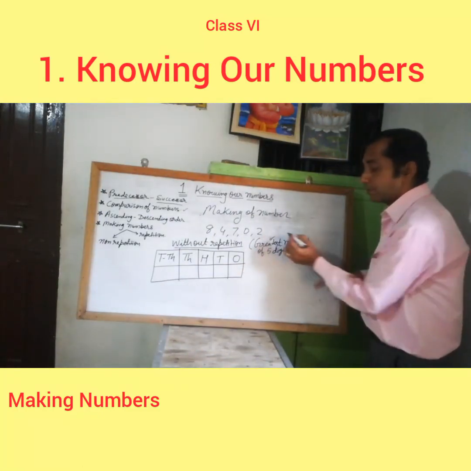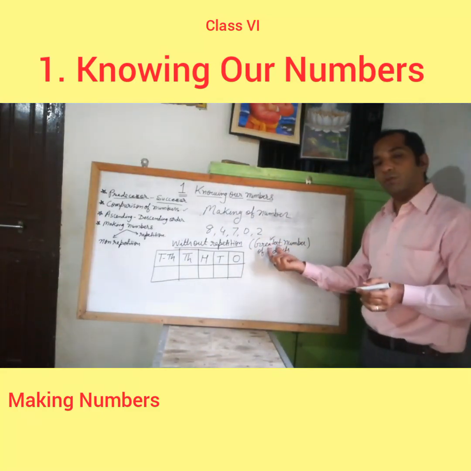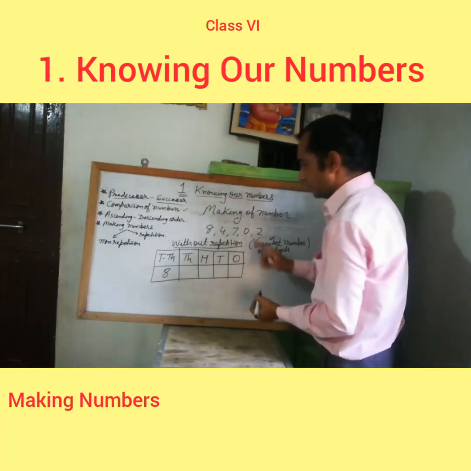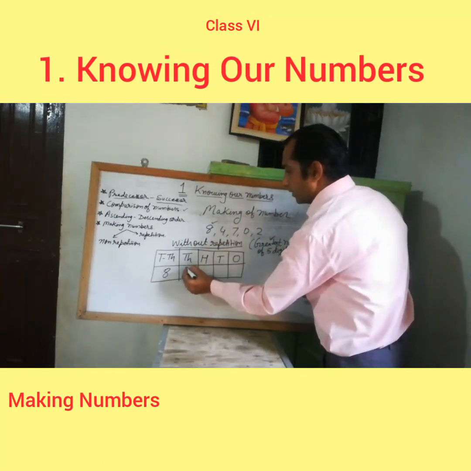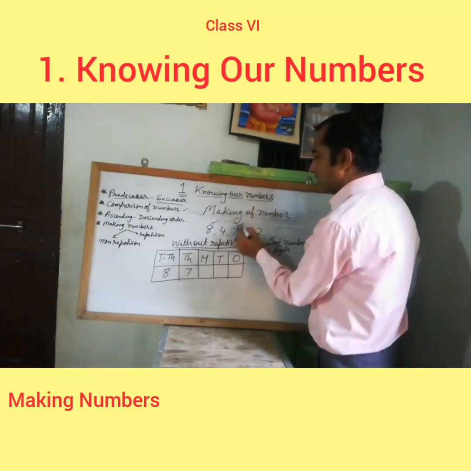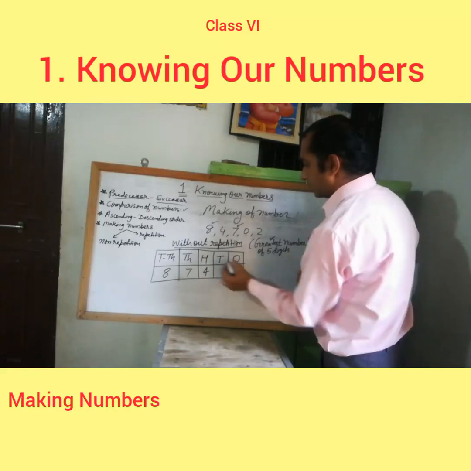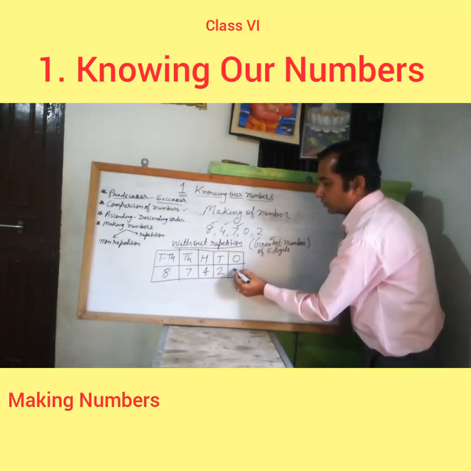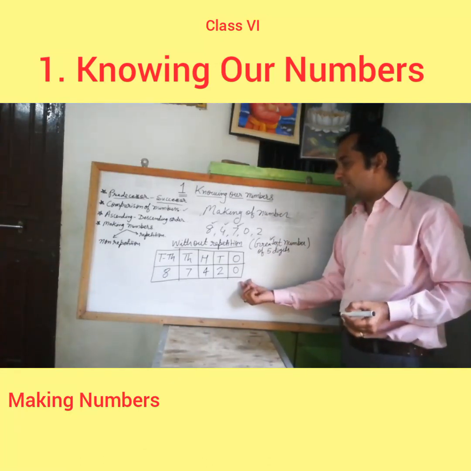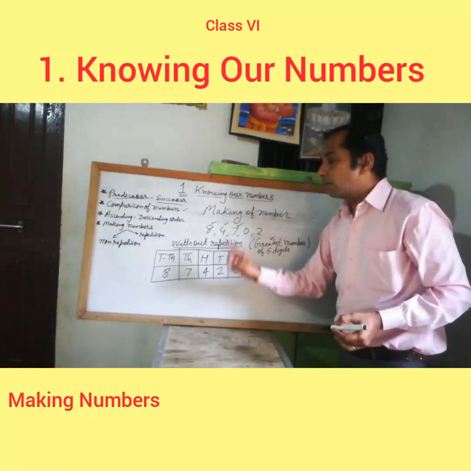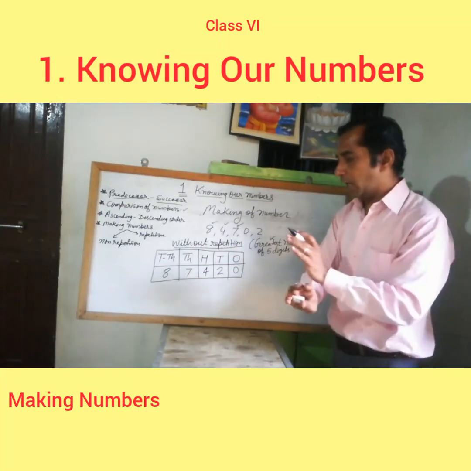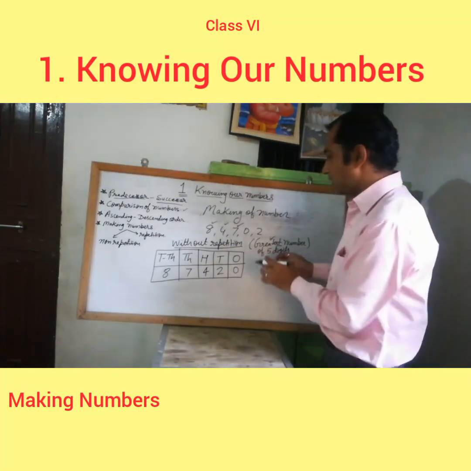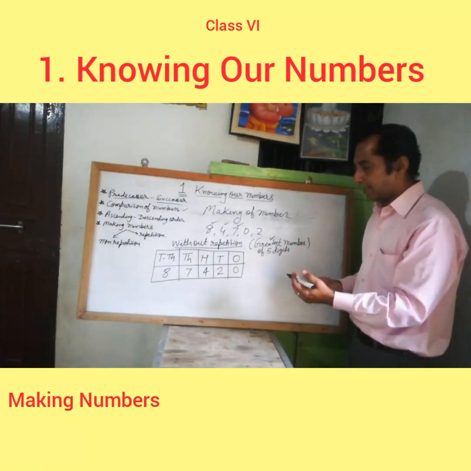You have to write the greatest number. So what will we do? We write the greatest number first, 8, then 7, then 4, then 2, 0. This is your greatest number without repetition. We haven't repeated any digit of the number. Clear? So we can say that it is the greatest number.